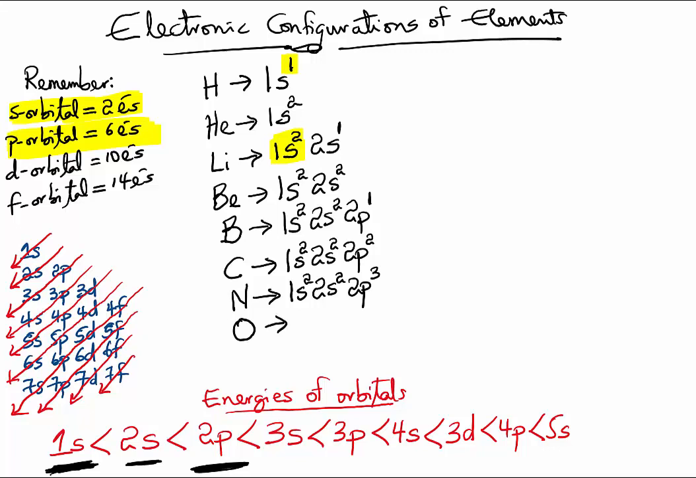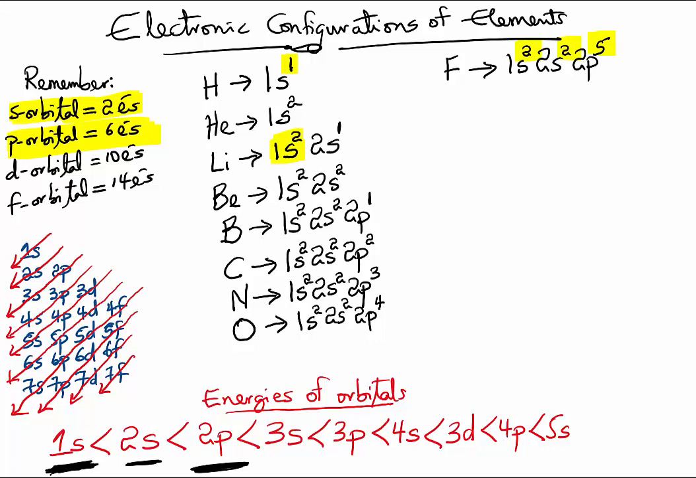Oxygen has 8 electrons. The first 2 electrons will go into the 1s orbital. The next 2 electrons will move on into the 2s orbital, and the remaining 4 will fit into the 2p orbital. After that, we have fluorine. Fluorine has 9 electrons. So it will be 1s2, 2s2, 2p5. If you add up all the electrons, you will see that they add up to 9.